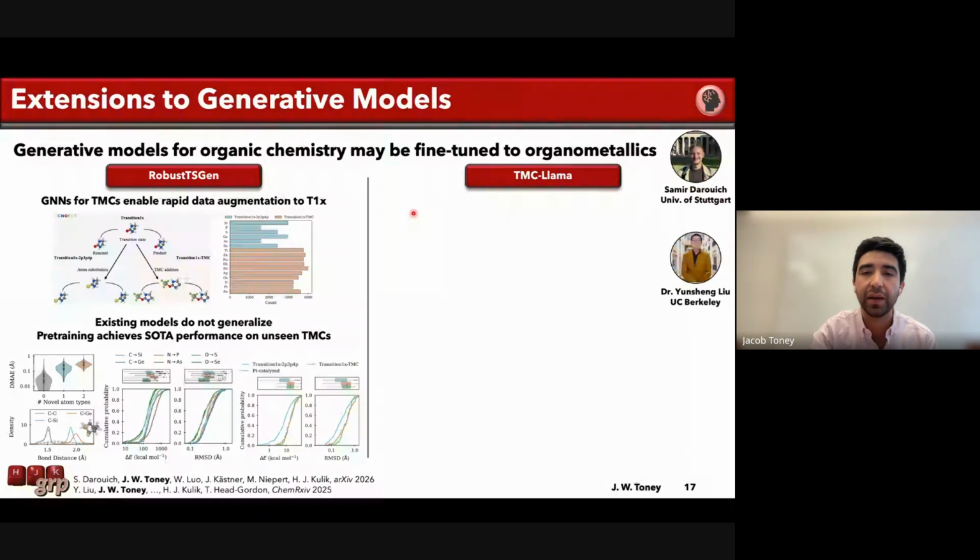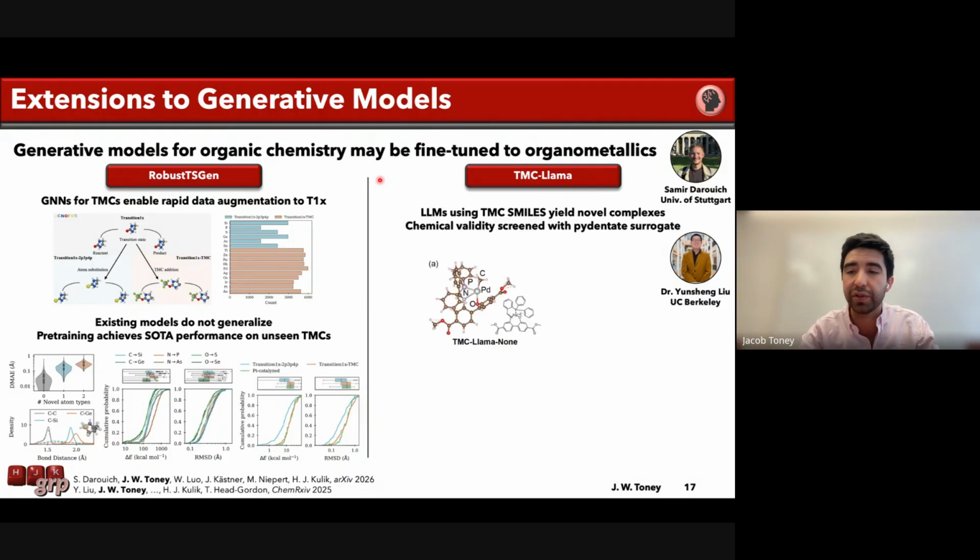Shifting gears a little bit, the final project that I wanted to show is something called TMC Llama, which took the Llama large language model trained by Facebook and fine-tuned it on transition metal chemistry. And the idea here was that rather than looking through finite but large data sets of organic ligands, you can train large language models to know what organometallic chemistry looks like and to propose and generate new transition metal complexes.